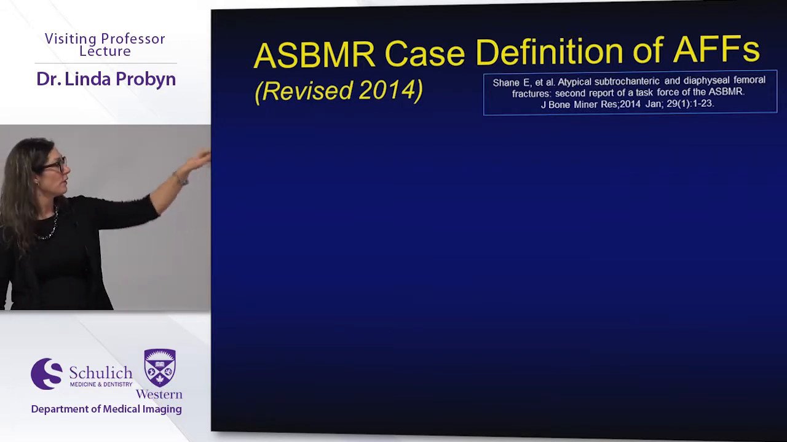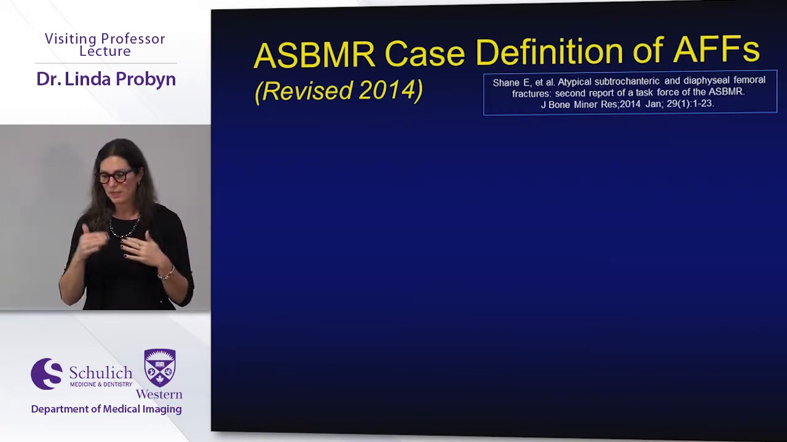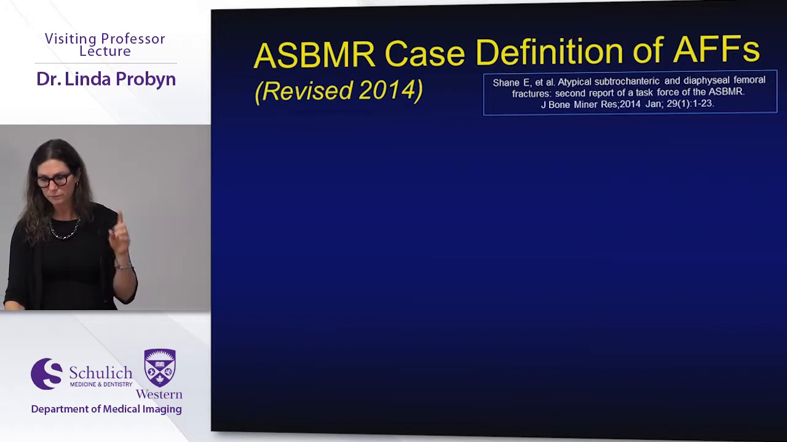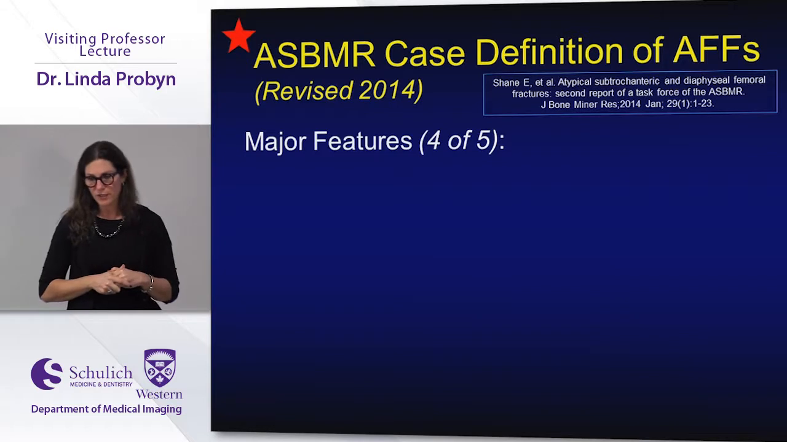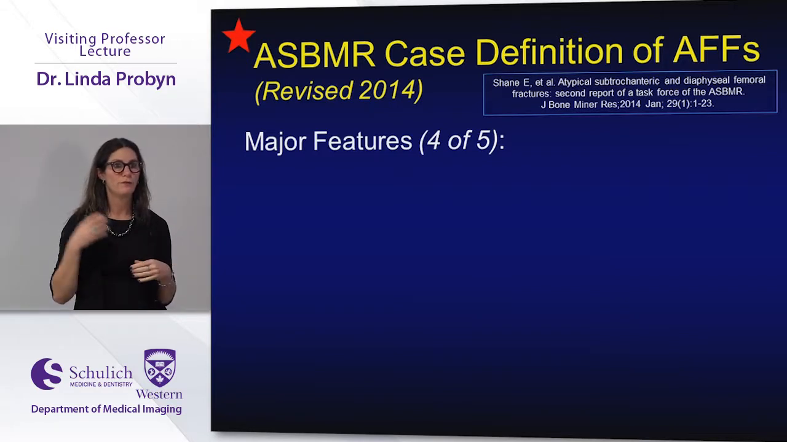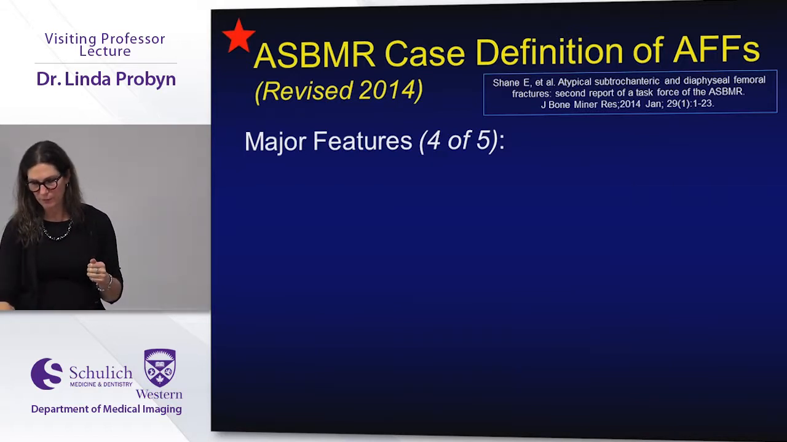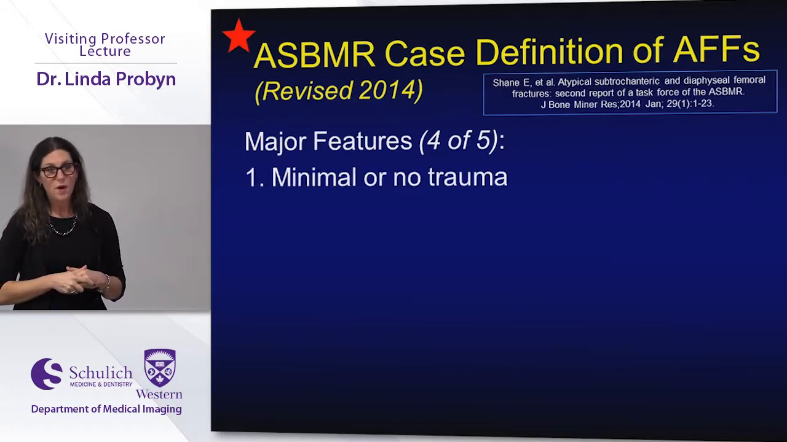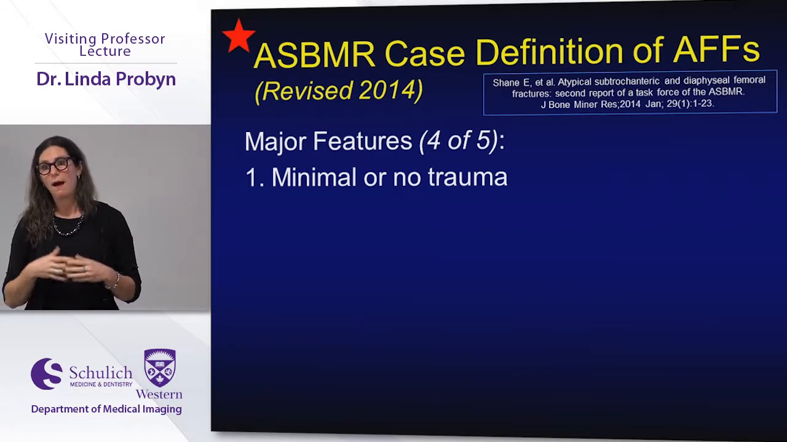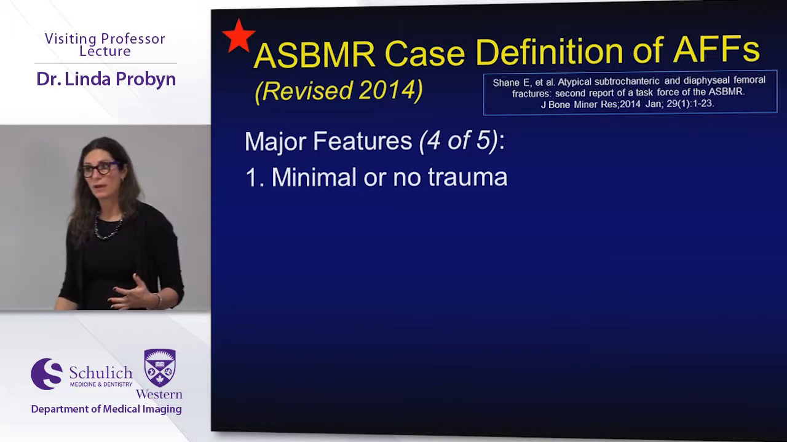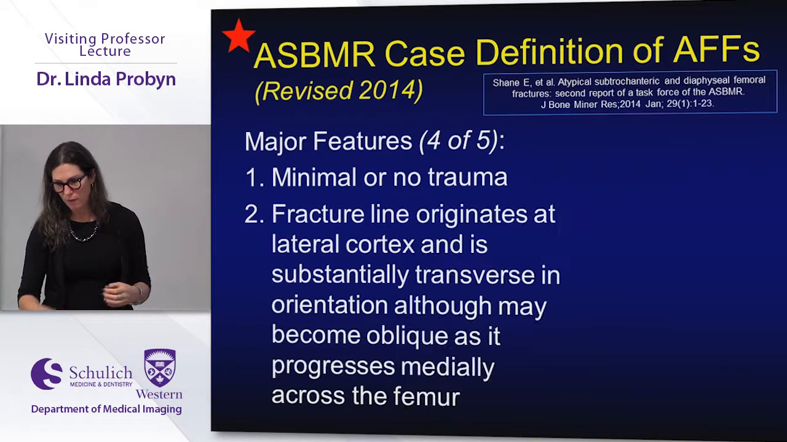And you can see there the reference if anyone's interested in looking at more of the details. It's a very long document. I've just picked out the important things that I think would be pertinent for you to be aware of. So there are major features, and you have to have 4 out of 5 of these major features to be called an atypical femoral fracture. So one is minimal or no trauma. They usually present with just sort of generalized pain or aching, that kind of thing, and some of them are asymptomatic, but they have minimal or no trauma.